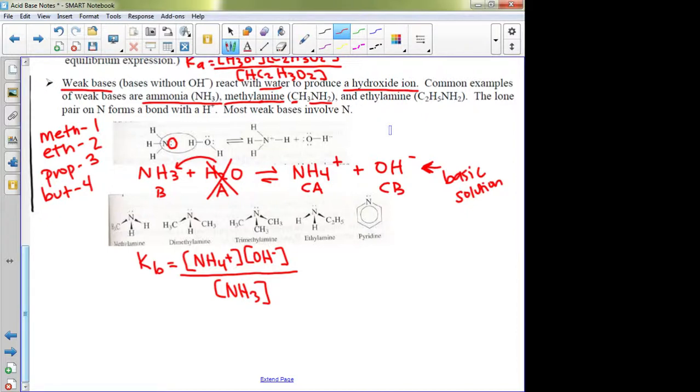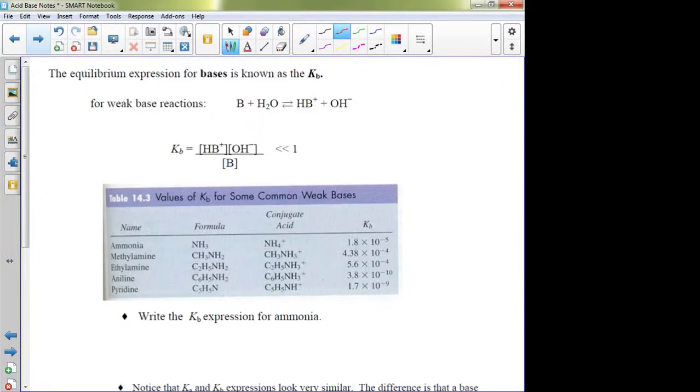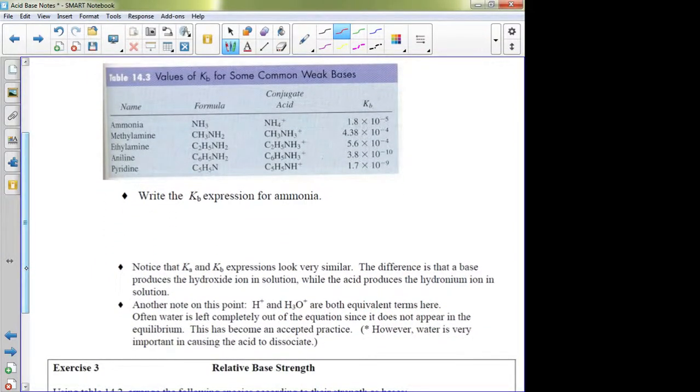All right. And that's all this next page, page 7, is saying: when we have an equilibrium expression for bases, known as Kb, I have my base plus my H2O, gives me my conjugate acid plus my conjugate base. When I write the Kb expression, it's still products over reactants. I don't include water because it's a liquid. And if it's a weak base, I know this should be much less than 1, because if it's a weak base, it's not going to dissociate much. So I'm going to be left with a lot more reactant than product. We already wrote the Kb expression for ammonia a few minutes ago.